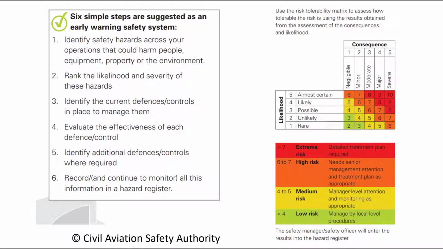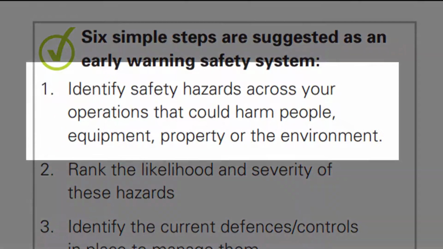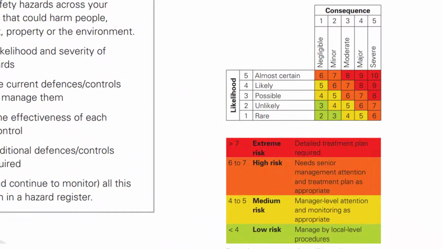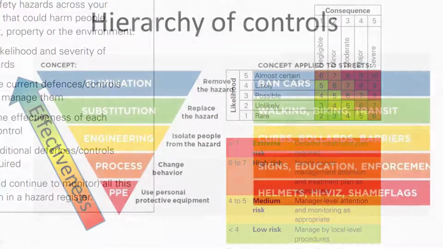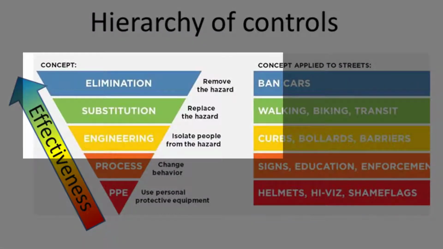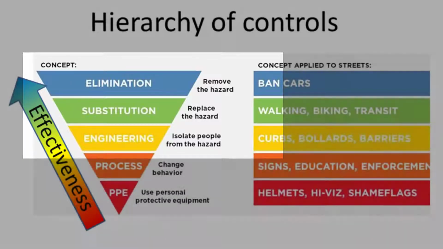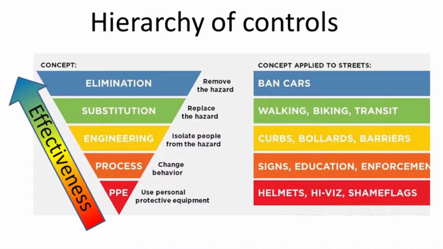CASA tells us to identify hazards across our operations that could harm people, equipment, property, or the environment. The level of risk of the hazard should trigger appropriate types of behaviour. The strongest remedy is to engineer the problem out so it can never happen again. But in aviation particularly, this is often not possible because success depends on humans making good choices with all of the information available at the right time.